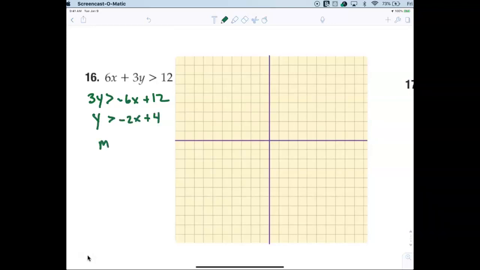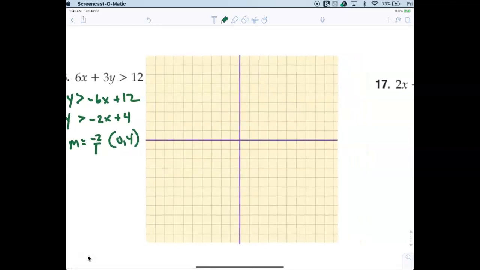Brilliant. So slope is equal to a y-intercept. Exactly. So let's do it. 0, 4. Then we do what? Down 2 to the right 1. Down 2 to the right 1. And now what type of line? Dotted line. Shade where? Shading above. That's good.